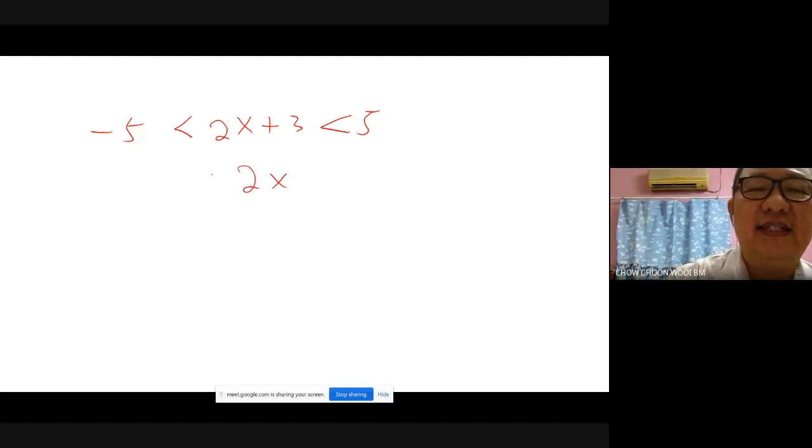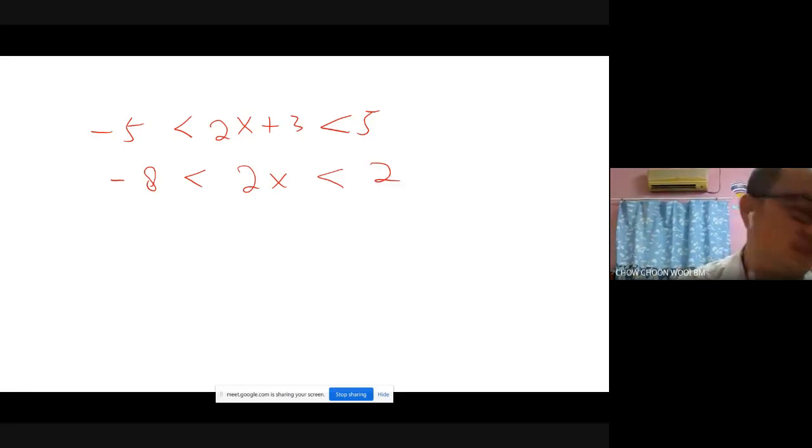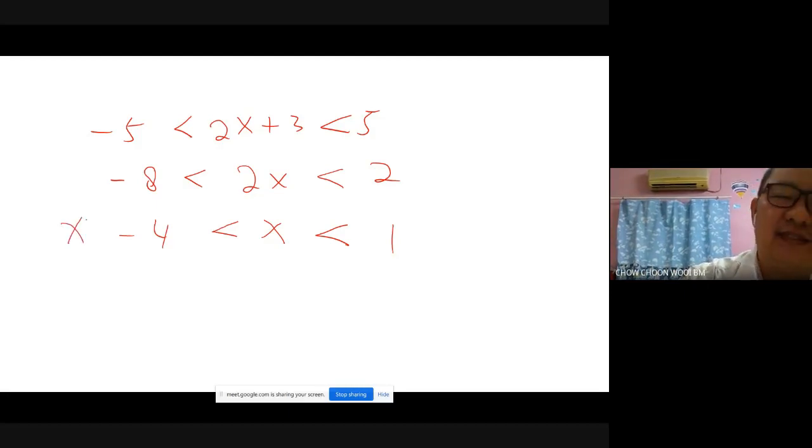2x is greater or equals to negative 5 minus 3, negative 8. 5 minus 3, which is 2. Okay, then what about your x? X must be in between negative 4 and 1, is it? Then we just simply put this one, x colon. Okay, we got the answer. As simple as A, B, C, right?